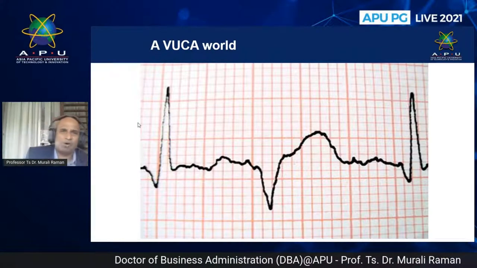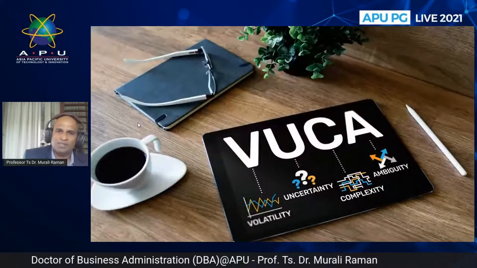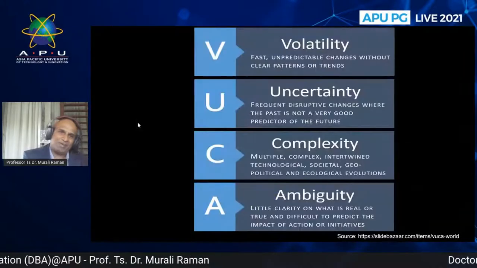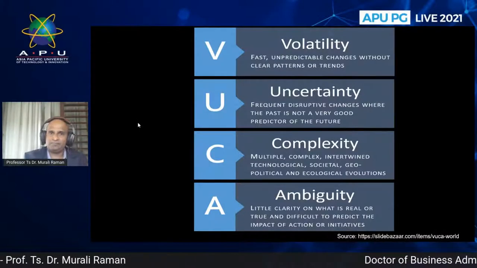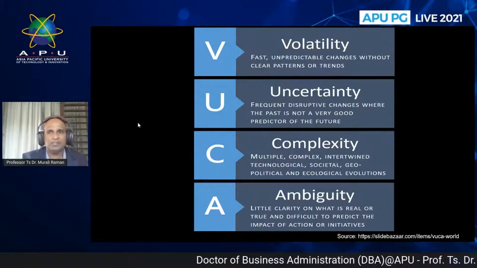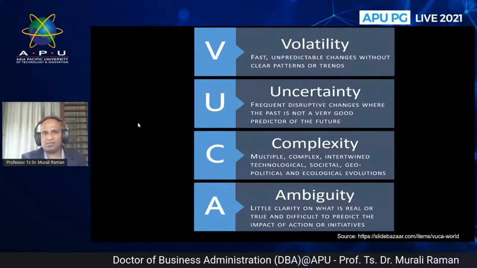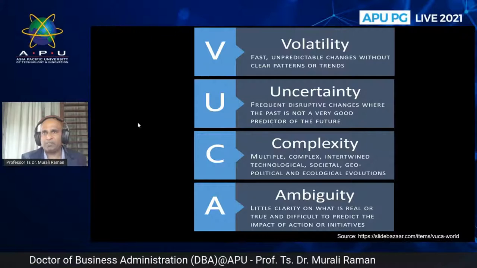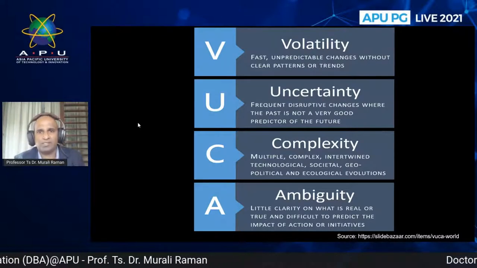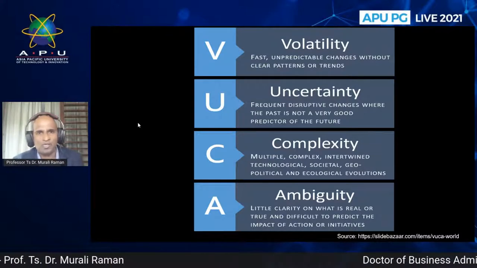We're living in something called a VUCA world. Yeah, what is a VUCA world? VUCA, V-U-C-A. Let me just break it down a bit. For volatility, the world is now very, very volatile. It's very fast, unpredictable, changes without clear patterns or trends. Unlike the past, where predictability was something of a standard norm. So we could predict things in a fairly straightforward fashion. So today is no longer the case.